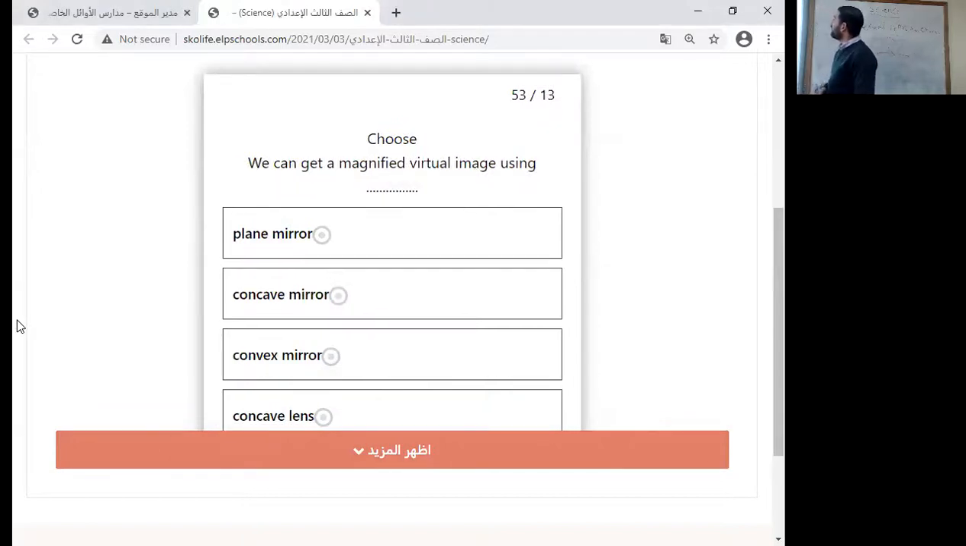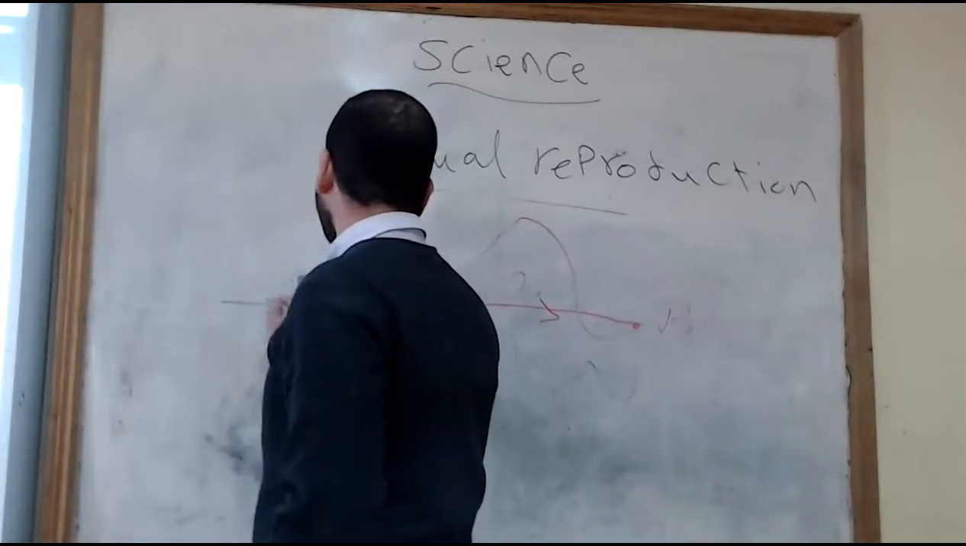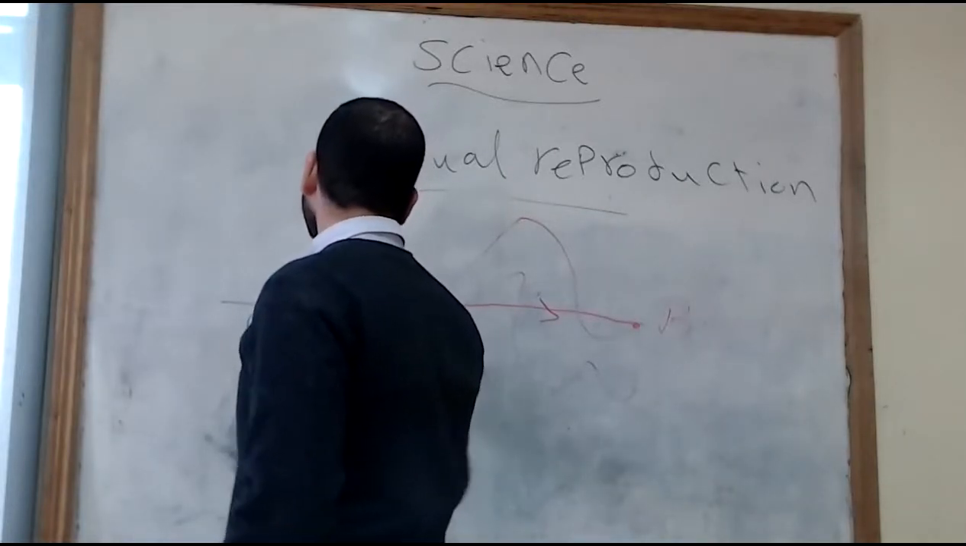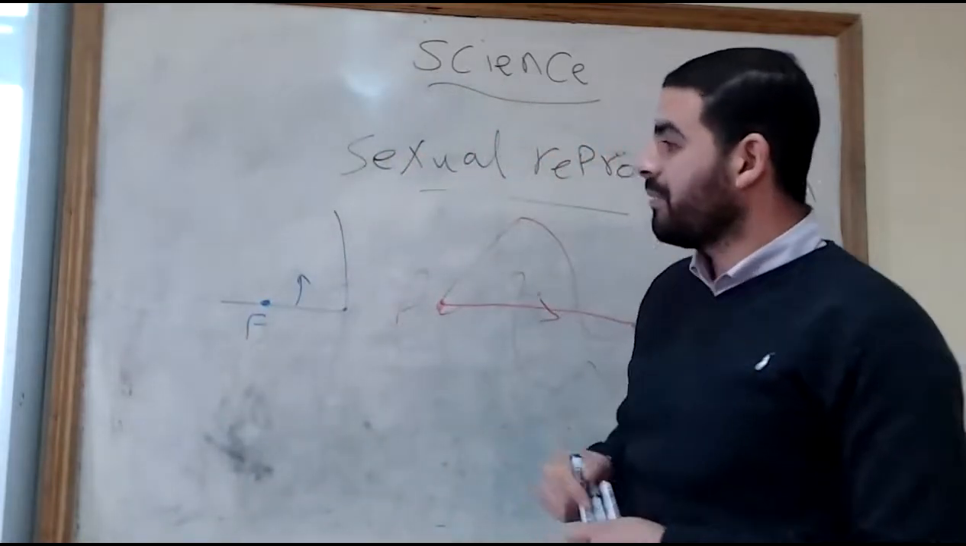We can get a magnified virtual image using which? A plane mirror always forms an image that is equal in size to the object or to the body. A concave mirror has a virtual image in one case, when you put the object between the pole of the mirror and the focus. In this case, we will form a virtual and magnified image.